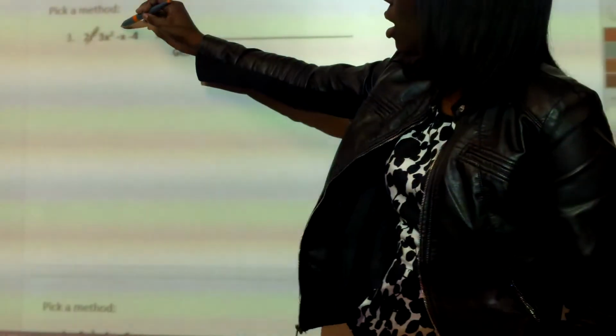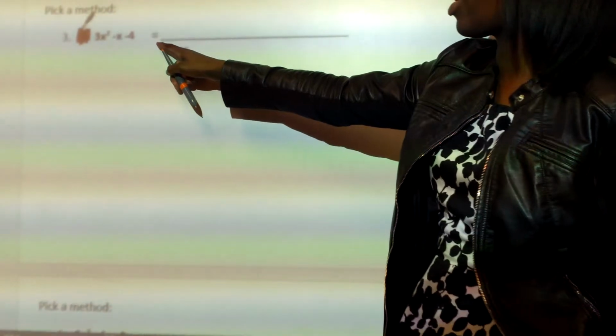That's not supposed to be there. The problem's 3x squared minus x minus 4. Try this one on your own using your own method, whichever one you choose. At this time, pause the video and try it out on your own.